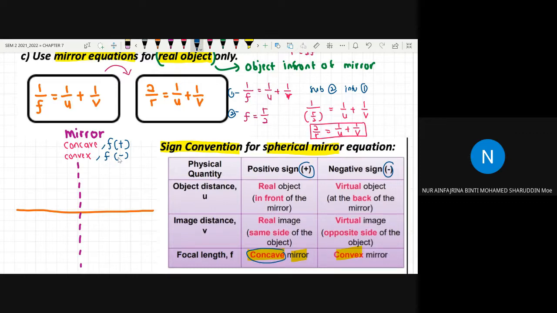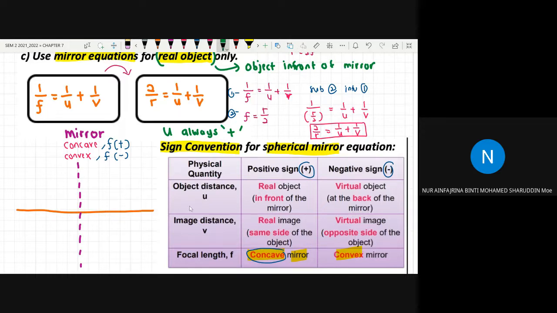Okay, so that is for focal length. The next one is object distance. Object distance, kita jangan pening-pening. Our object distance is always positive. Our U is always positive. Awak ingat ni je, kita punya U always positive. Kenapa? Sebab for our syllabus, objek kita akan hanya berada in front of mirror, not behind mirror. So that's why U kita always positive.